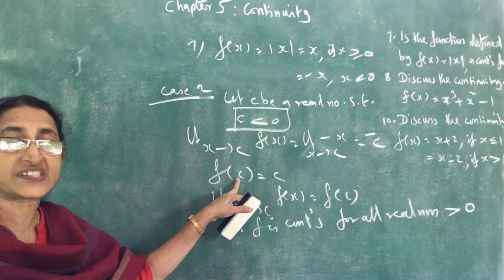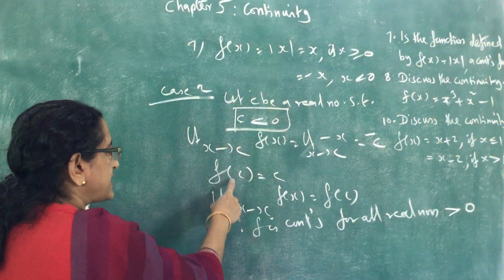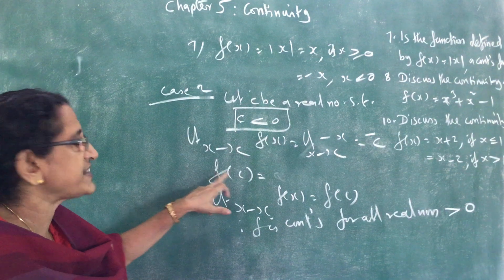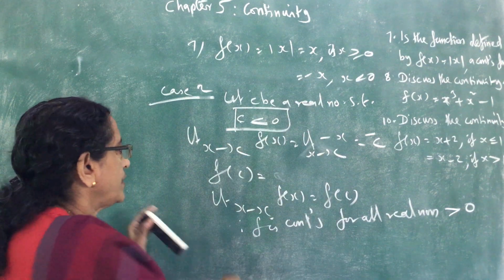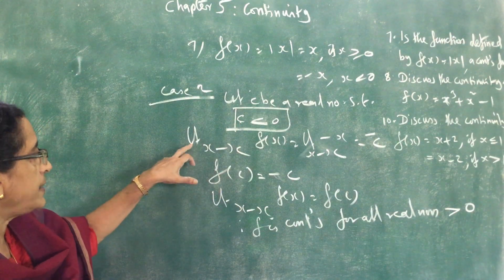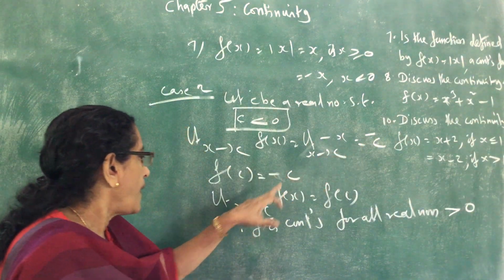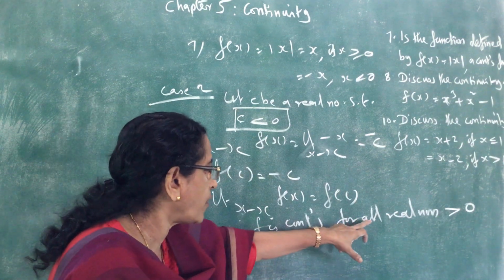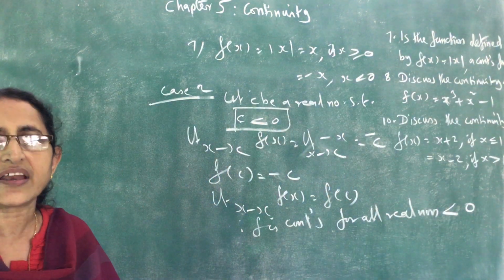Now we want to find f of c. c is any real number less than 0, and we find the value of f of x when x equals c. When c is less than 0, f of c is minus c. So when c is a real number less than 0, limit x tends to c, f of x equals minus c and f of c is also minus c. Both are equal. Therefore limit x tends to c, f of x equals f of c, so f is continuous at all real numbers less than 0.